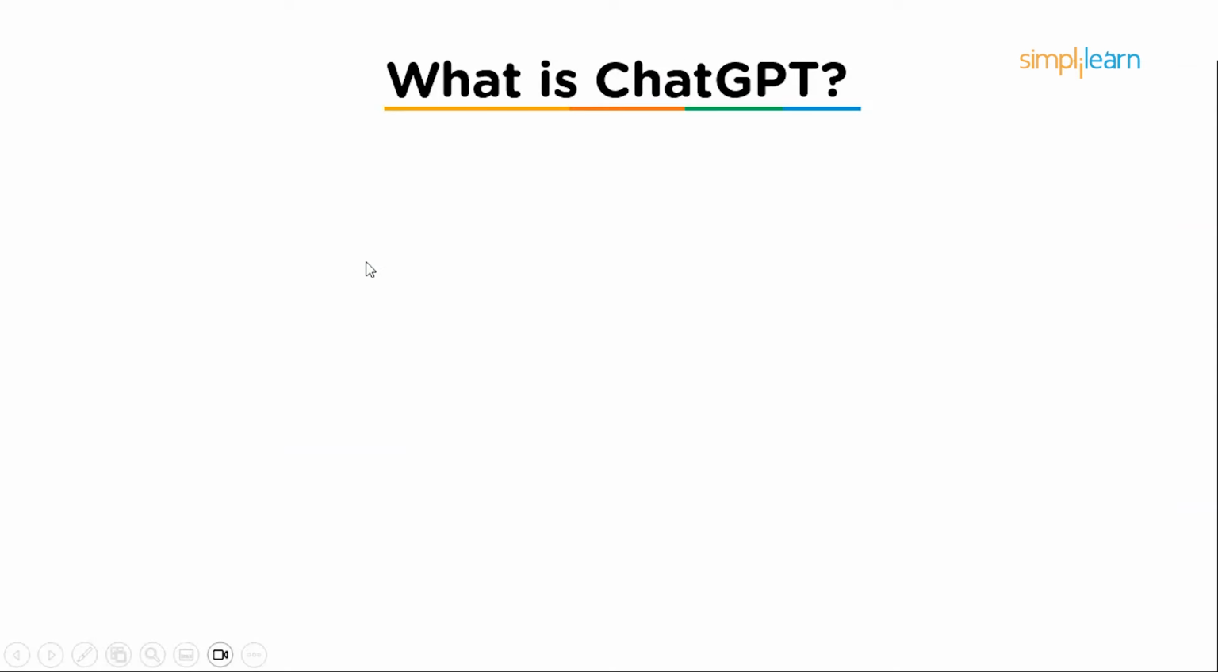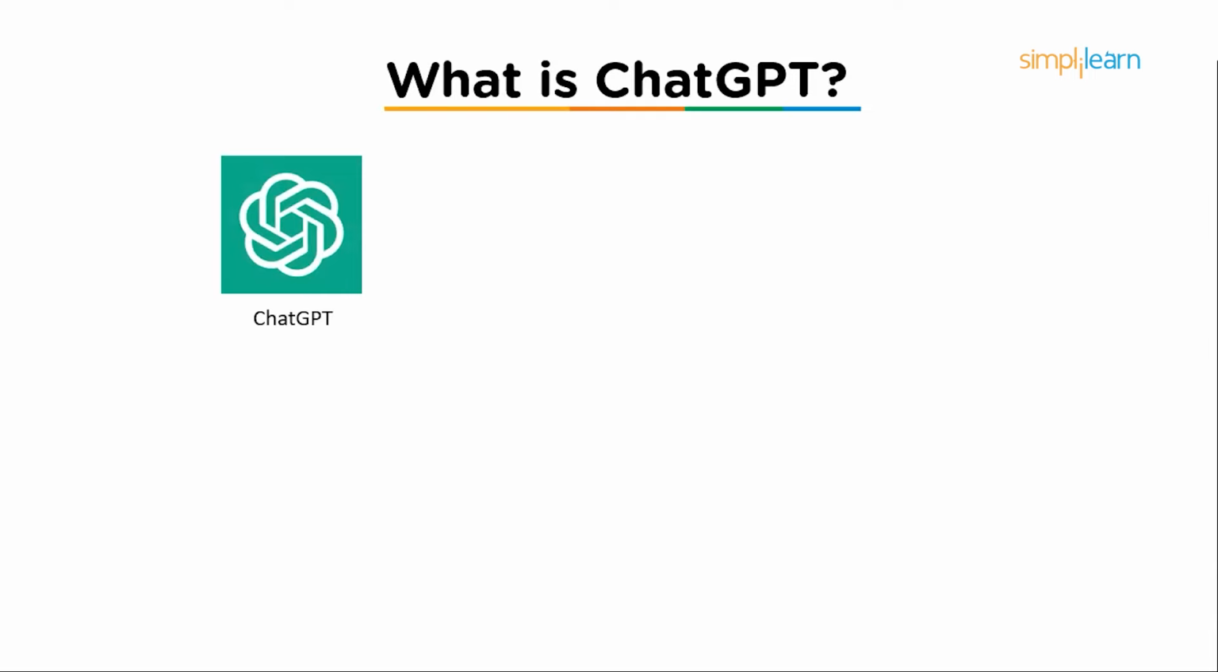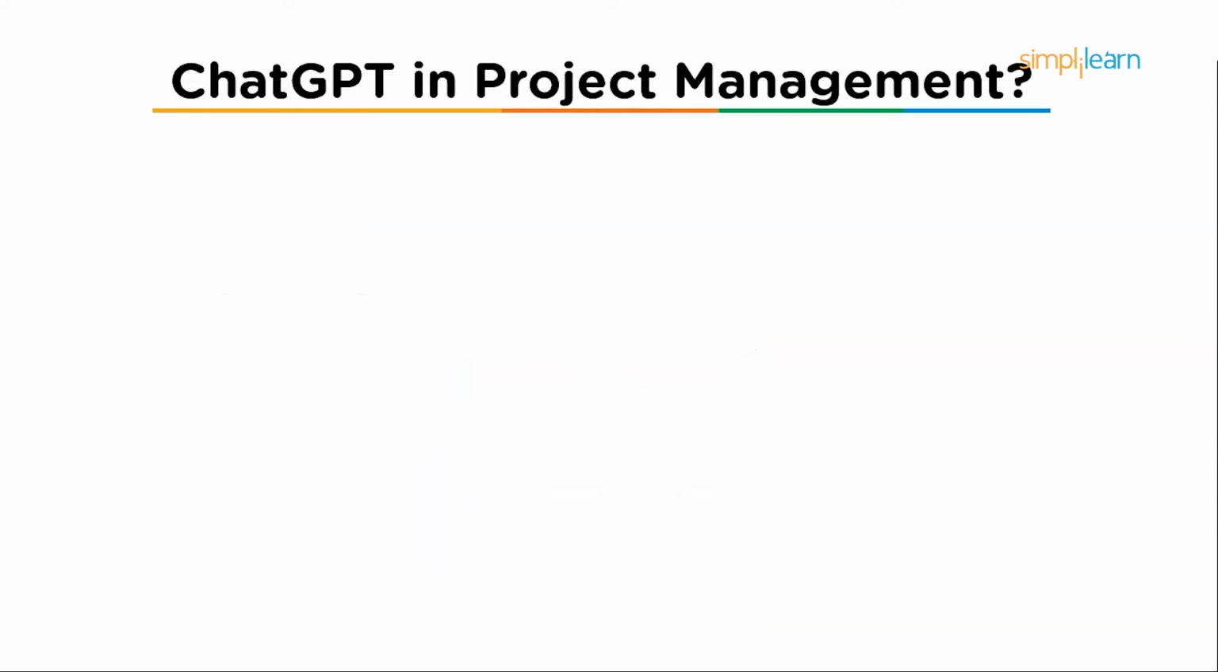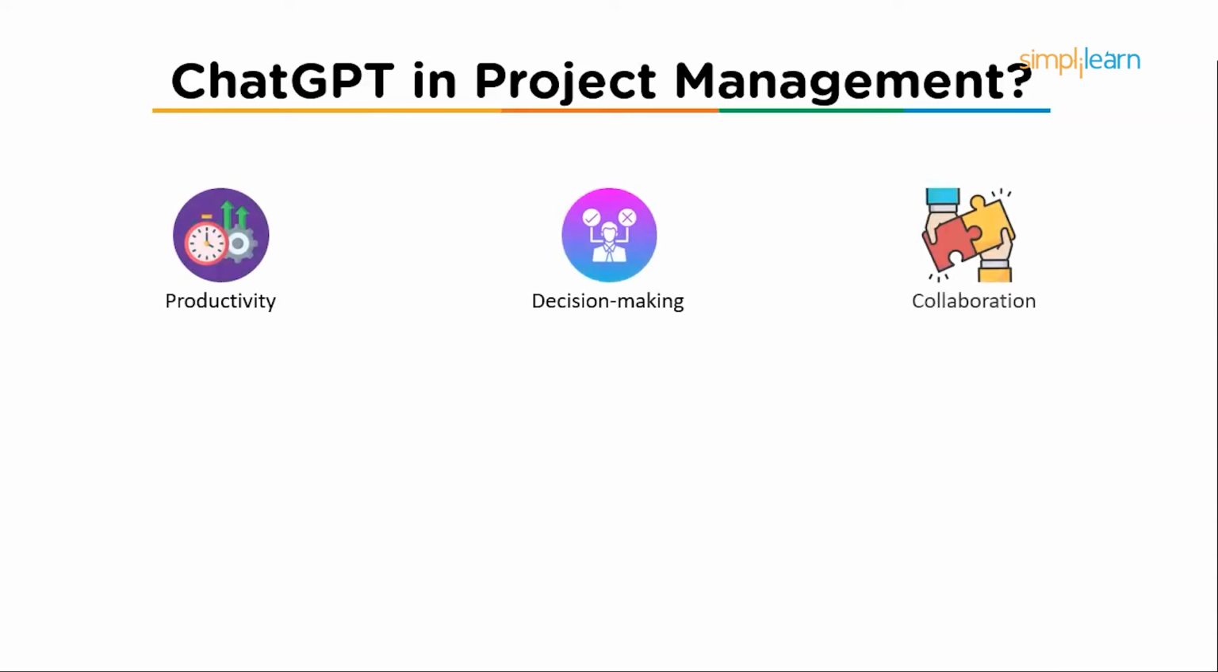Now we will see what ChatGPT is and how ChatGPT can revolutionize project management. ChatGPT is an advanced AI chatbot developed by OpenAI that understands and generates human-like text based on user prompts. It is designed to assist with answering questions, generating content, automating tasks, and providing insights across various other domains. Now moving on, we will see how ChatGPT can revolutionize project management. It can revolutionize project management by enhancing productivity, decision making, and collaboration.